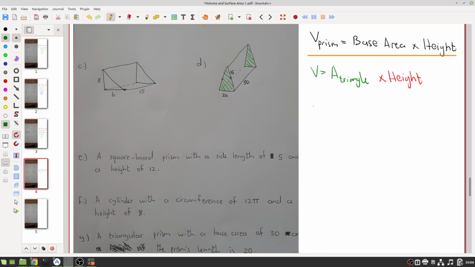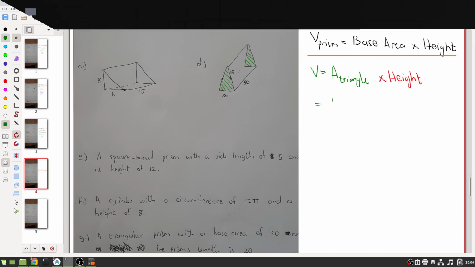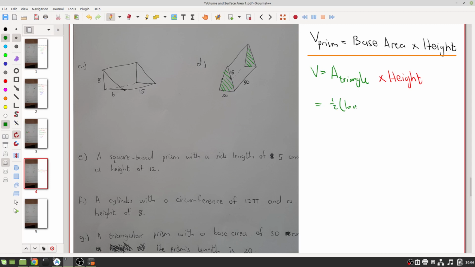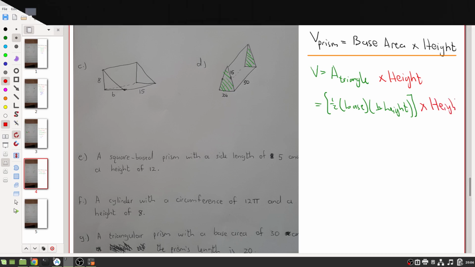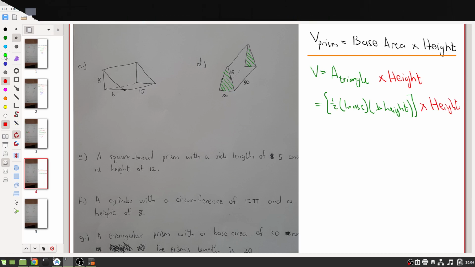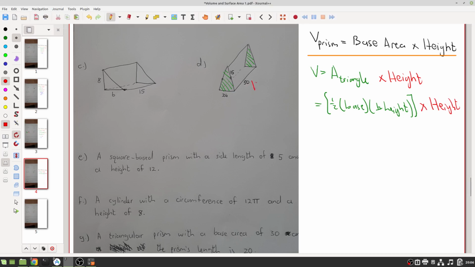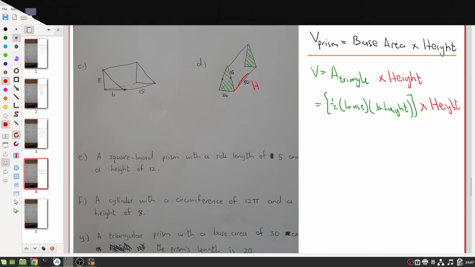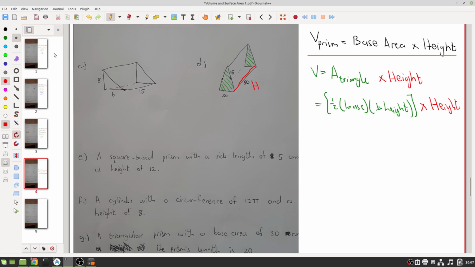Alright, now the area of this triangle, we know that's half times the base of the triangle times the perpendicular height of the triangle. Okay, and that whole thing is the area of our base shape for the prism. We're going to multiply that by the height. Right, and again we'll call this the height, because that is the distance between the two bases.